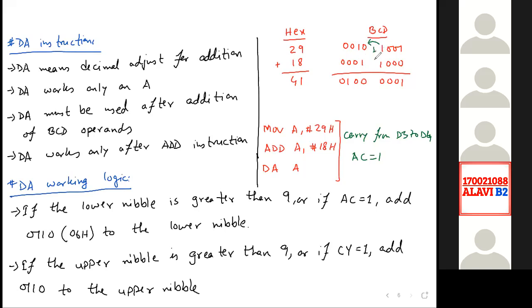So if this condition is satisfied, we will add 0, 1, 1, 0, where? In the upper nibble or in the lower nibble? Lower. Where will we add? Definitely the lower nibble, sir. Lower nibble. So we add 0, 1, 1, 0. And now the result becomes 1, 1, 1, 0, and 0, 0, 1, 0. So if you convert it, this is the same as adding 6. So the result you get is 47. So this is how you need to apply the logic, and this is how your DA works. Clear to all of you?